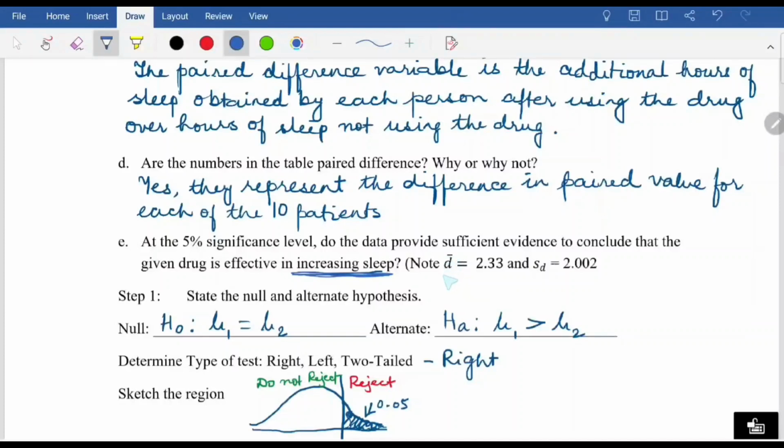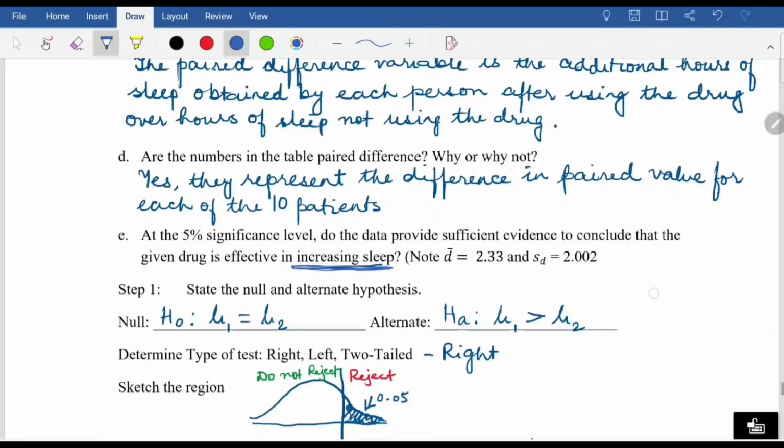The mean difference, d bar. Anything with a bar in it in statistics means mean. So the mean difference is 2.33 hours and the standard deviation of the difference is 2.002 hours. They've given us this information, which is going to be very helpful and save us a lot of calculations. Let's go on to working the problem.